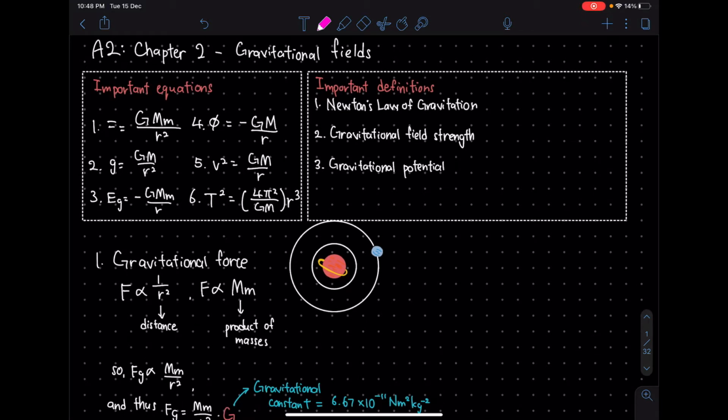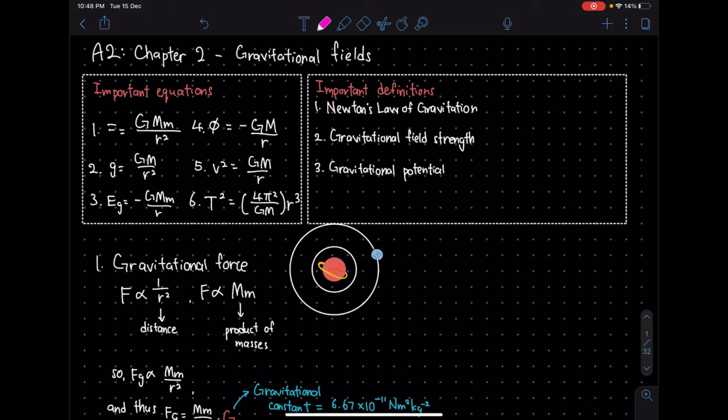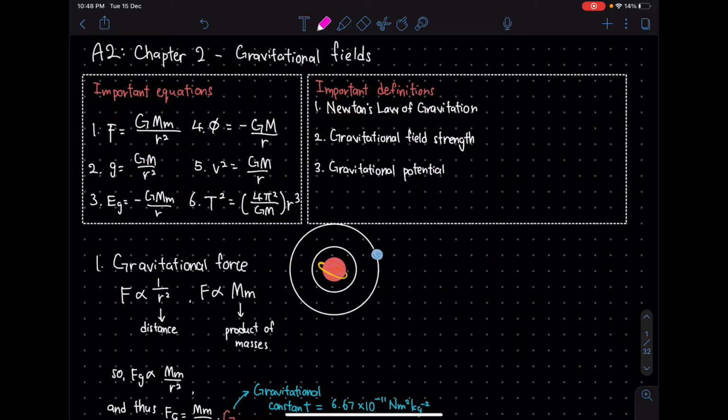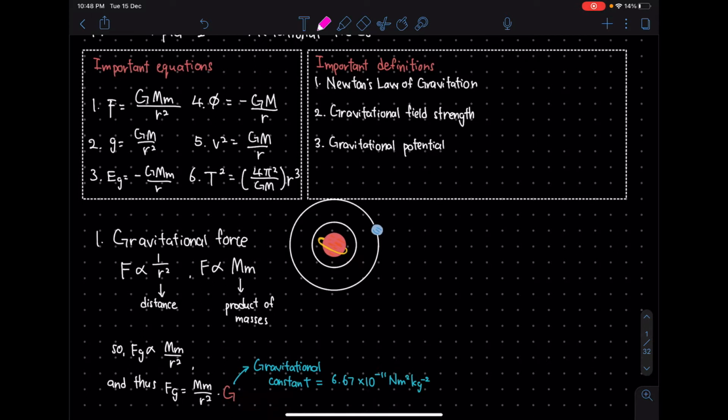Alright? So before we begin, we'll just go through some important stuff that you should take note of. First are the equations, as you can see here. This is F. For the equations, we'll talk about 6 different equations, and for the definitions, there are 3 definitions that you should take note of, which are Newton's law of gravitation, gravitational field strength, and gravitational potential. For the definitions, I'll not provide them because you should be able to find them online or in your textbook. Now we'll go through each of the equations and how they are derived to give you a better understanding of this chapter in general.